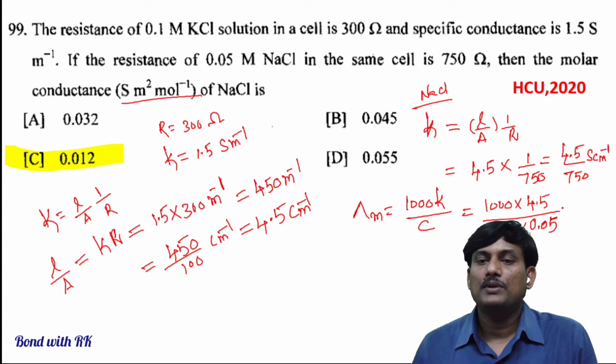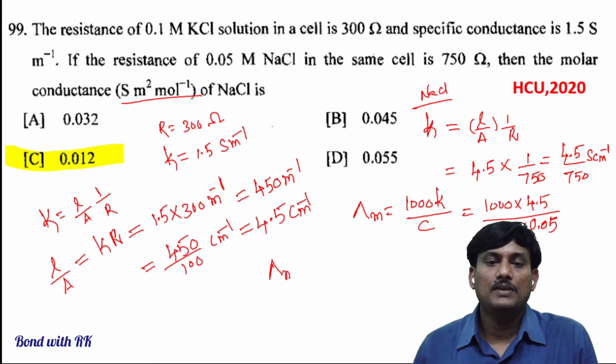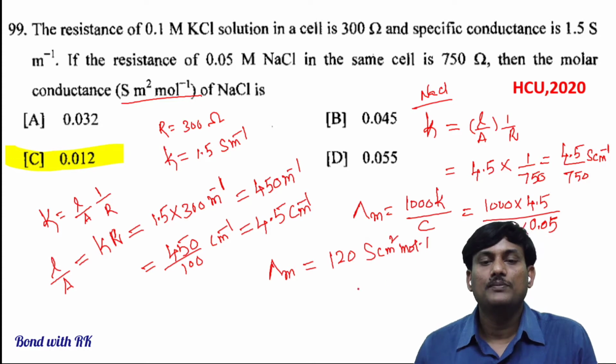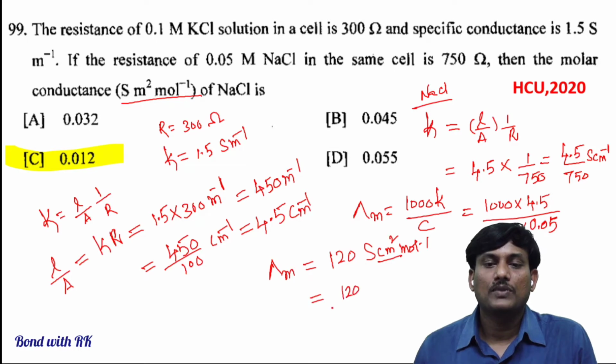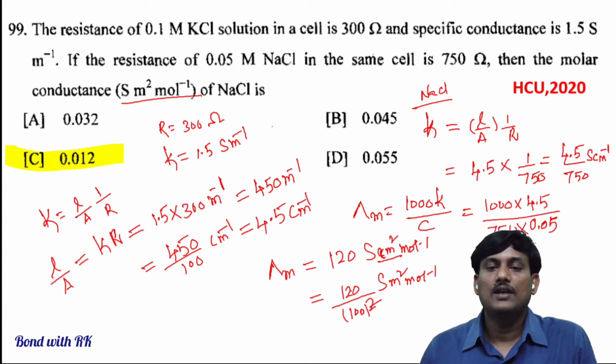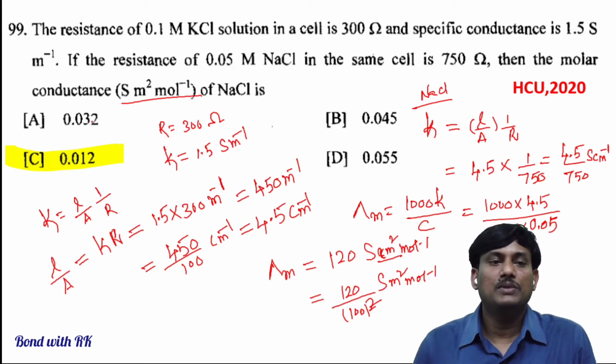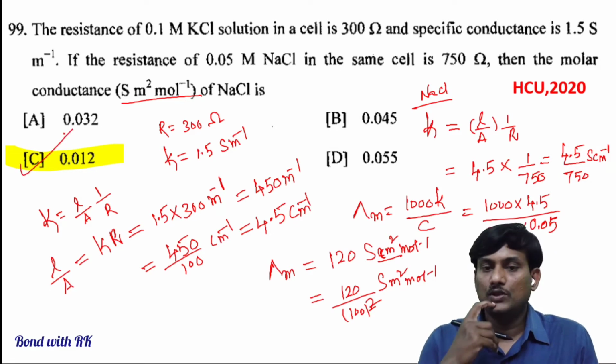Upon simplification, you will get lambda m is equal to 120 Siemens centimeter square mole inverse. So when you convert into meter square, you have to divide 120 by, for 1 meter is equal to 100 centimeters, you have to divide by 100 square, and this one will become Siemens meter square mole inverse. So finally you will get 120 by 10 to the power 4, it will be equal to 0.012.